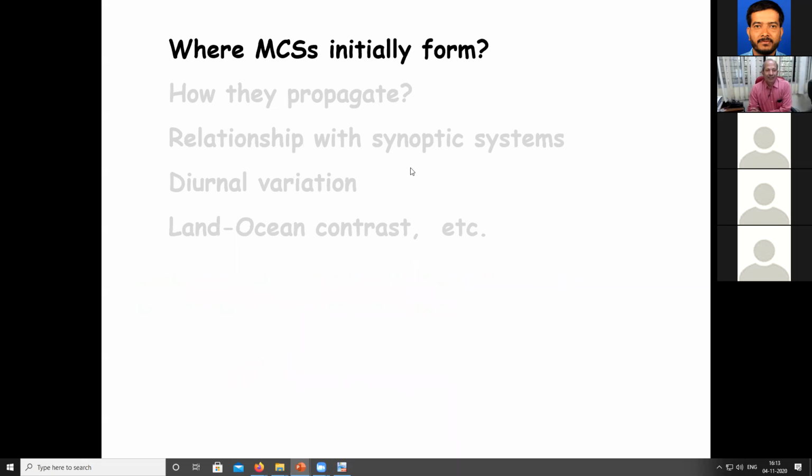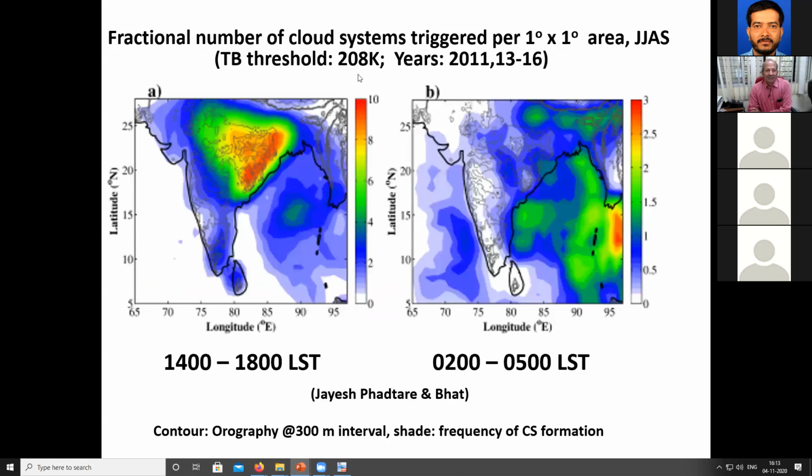Okay, one question is, where do MCSs initially form? What these two plots show is the fractional number of cloud systems that are triggered per 1 degree by 1 degree area during June, July, August, and September months, using a threshold temperature of 208 K. That's a very cold cloud, remember. This is considering about 6 years of INSAT data.